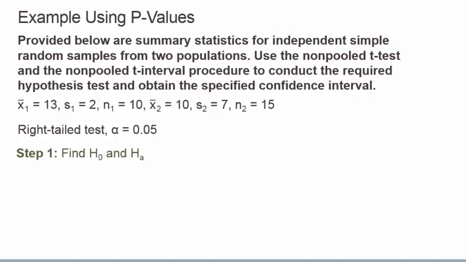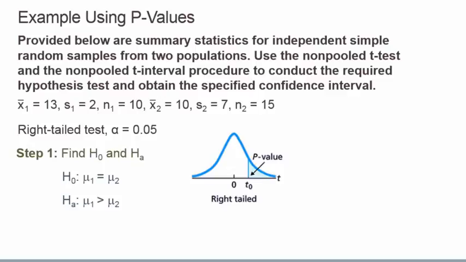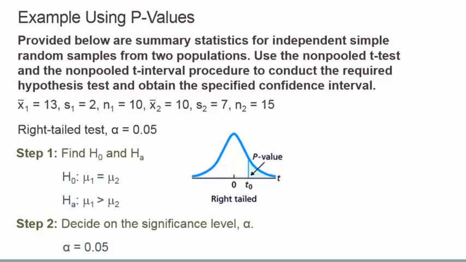Step 1, find H sub 0 and H sub A. As always, H sub 0 is mu sub 1 equals mu sub 2. Since this is a right-tailed test, H sub A is mu sub 1 greater than mu sub 2, and our sketch will be of a right-tailed test where the p-value is to the right of t sub 0. Step 2, decide on the significance level alpha. We are told in the problem that alpha is 0.05.